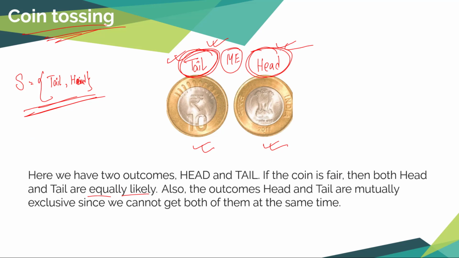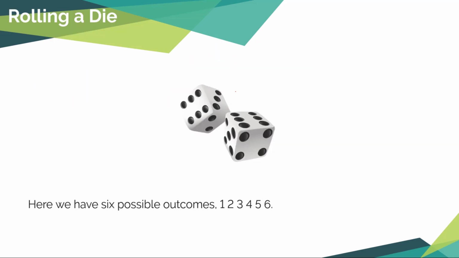The two events are equally likely provided the coin is unbiased, and the two outcomes are mutually exclusive. That means one prevents the happening of the other, right? So this coin is the simplest one out of these three experiments. The next one is rolling a die, right?